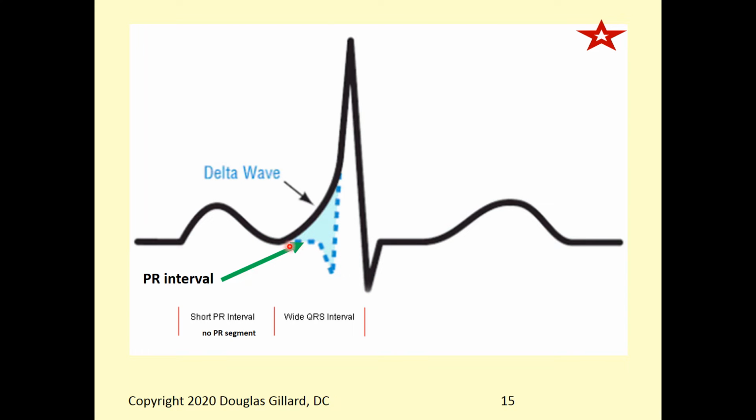Right, so normally that would be a PR segment right here. That's wrong. That shouldn't be PR interval. That's the PR segment, but it's gone. This one's a little trickier, right? There's not a nice little hump there. But there's a short PR interval, and if you measure this, it's a wide QRS complex. It's got to be Wolff-Parkinson-White syndrome.